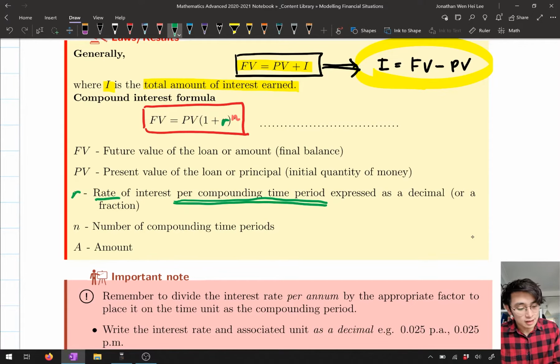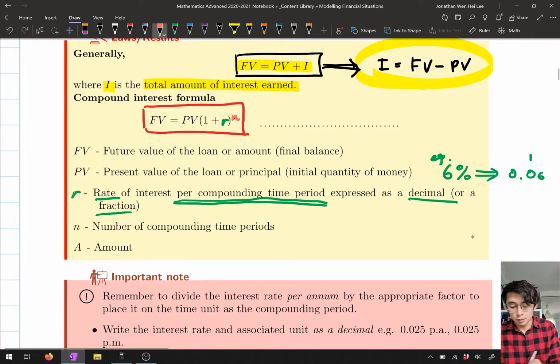And this is expressed as a decimal or a fraction. So often they'll give it to you as a percentage. What we want to do is just rewrite it as a decimal. So like 0.06, for example, for 6%. So if I have 6%, I just want to rewrite it as 0.06.